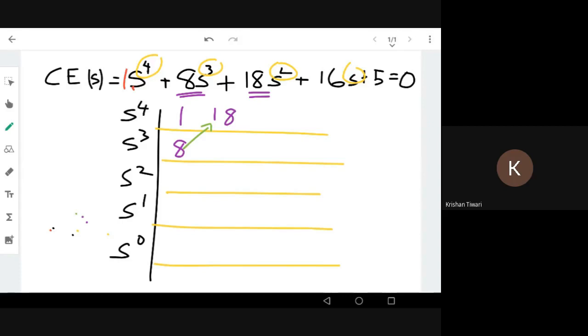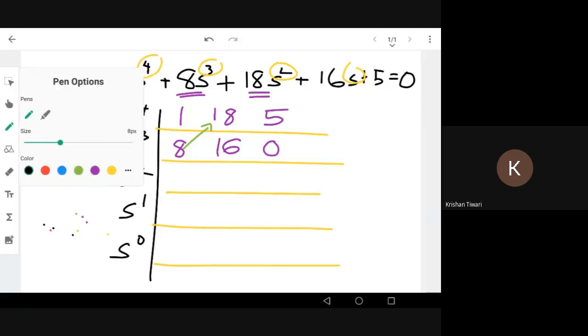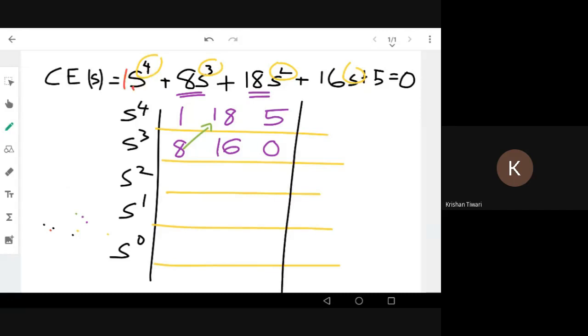Now again you have to come to the bottom, that is 16 in the second row. Now we have 5, which is the last element, and we don't have any element after it, so we have to write a 0 here. So this completes the first two rows of my Routh array.